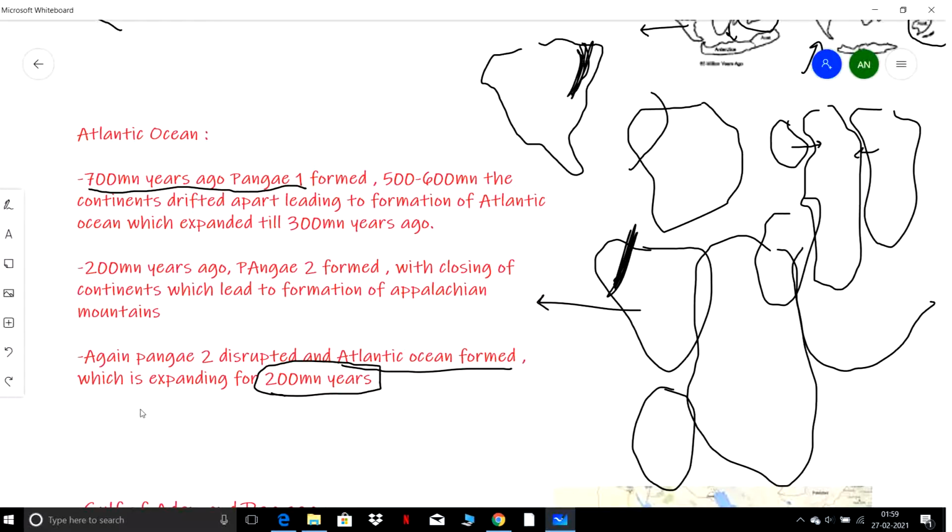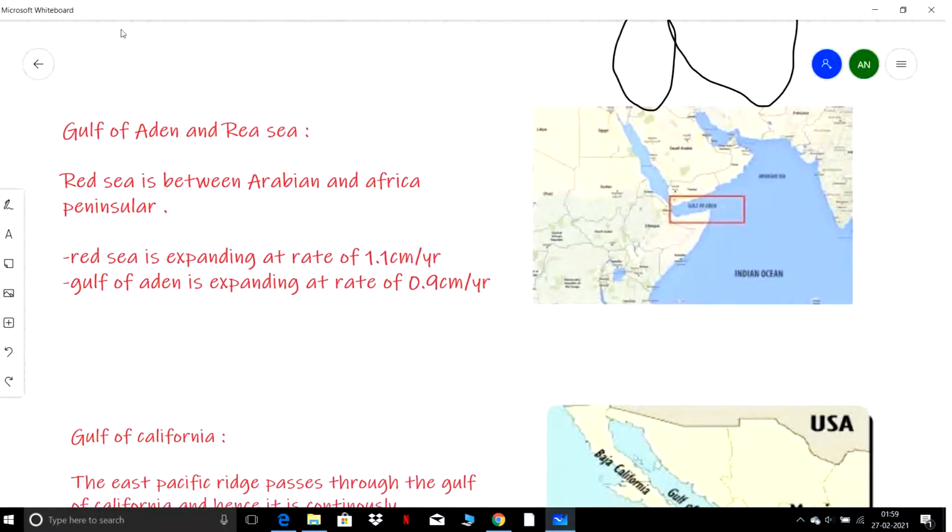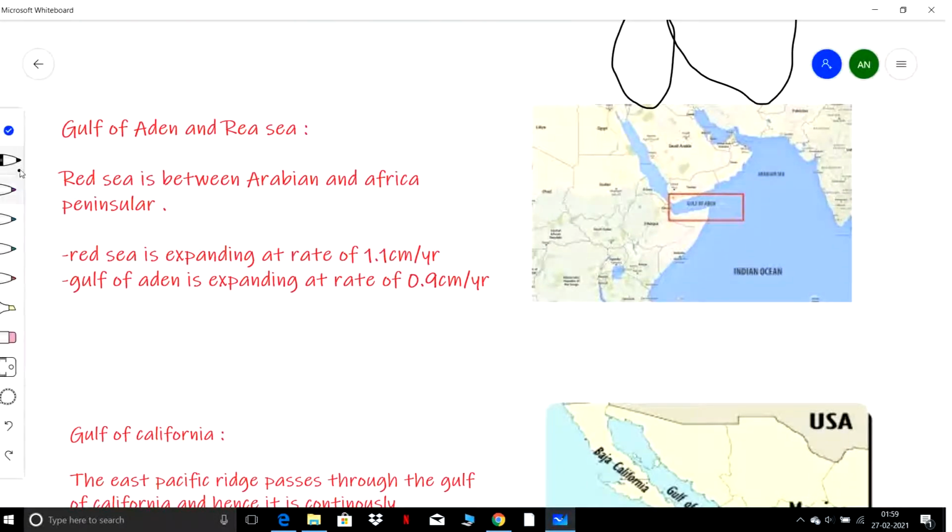Okay, now let's discuss the Gulf of Aden. There is a central rift in the Red Sea here between the Arabian Peninsula and the African Peninsula. This rift is continuously expanding. Due to this expansion, the Red Sea is expanding at the rate of 1.1 centimeter per year, and the Gulf of Aden is expanding at the rate of 0.9 centimeter per year. Okay, so this is the Red Sea.